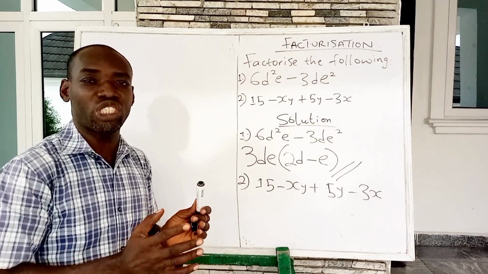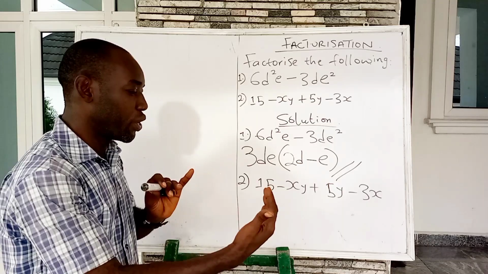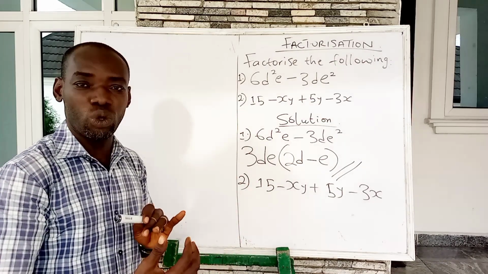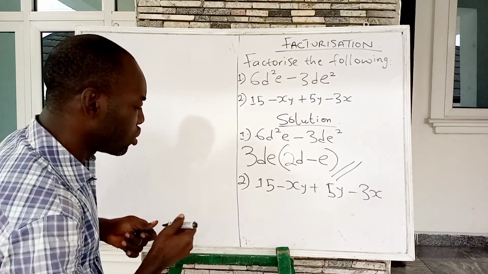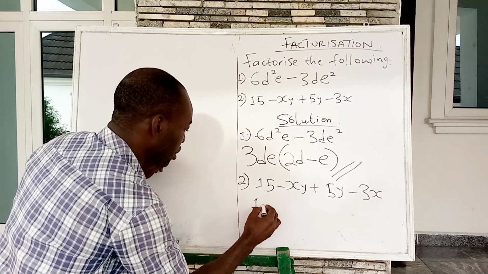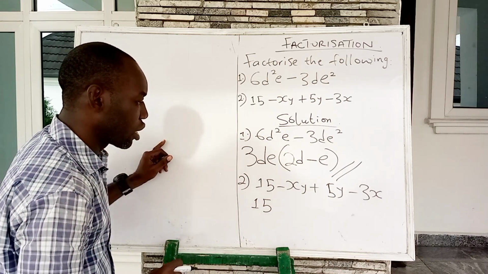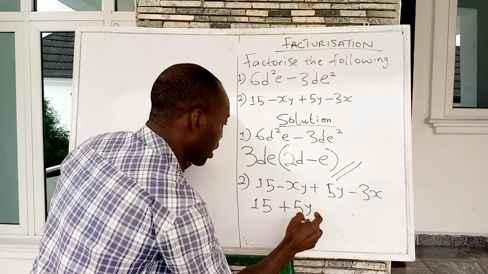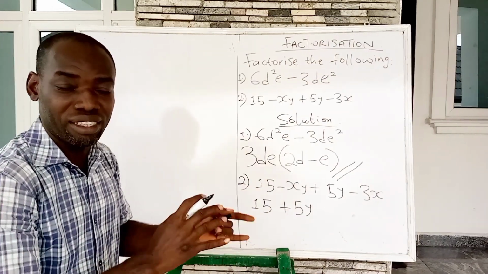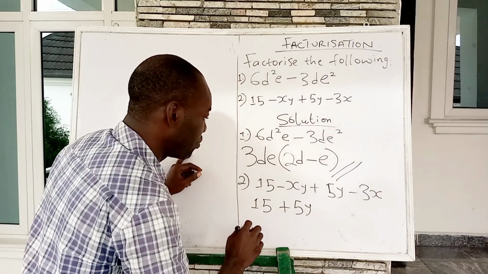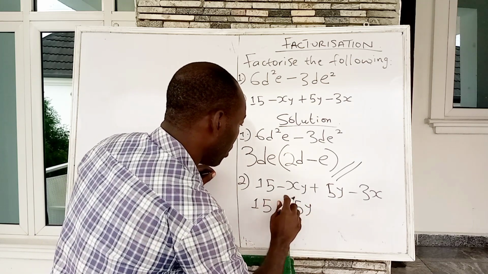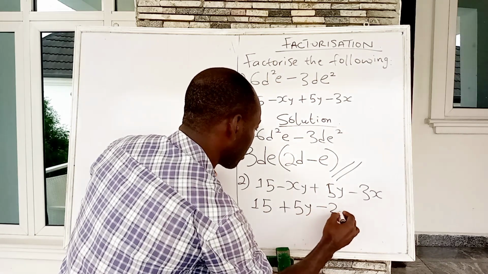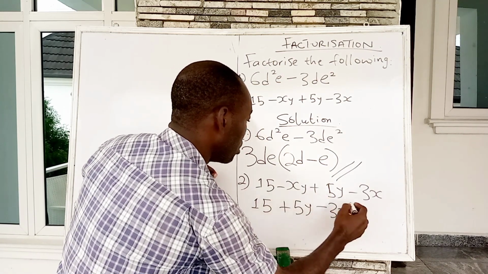We arrange the terms in such a way that we bring close two terms that will have a common factor between them. Now let's go this way. 15. Let's bring 5y close to it. And don't forget that as you're moving the term, you also move the sign. The sign does not change. Then we have, let's go with now minus 3x, then minus y.